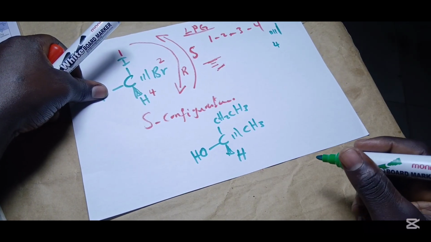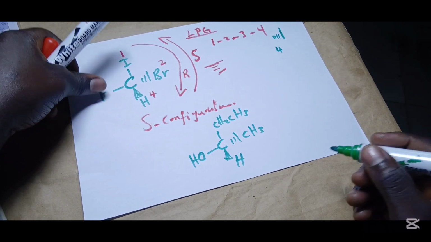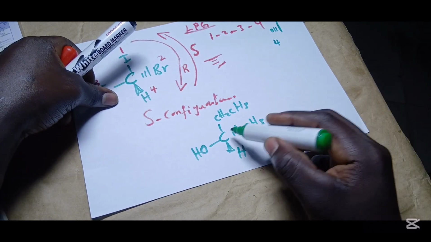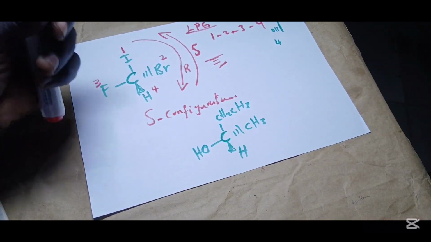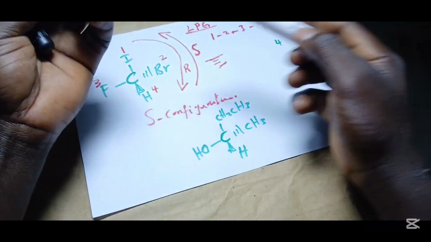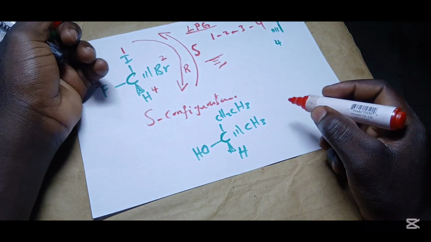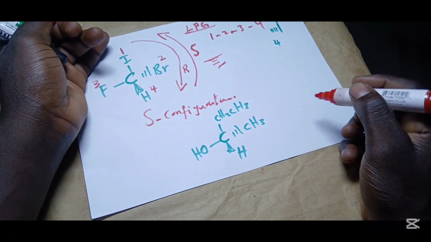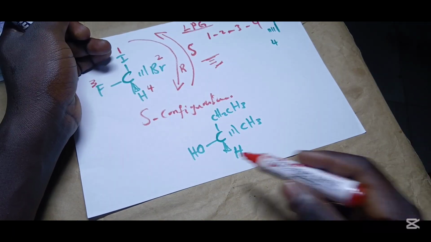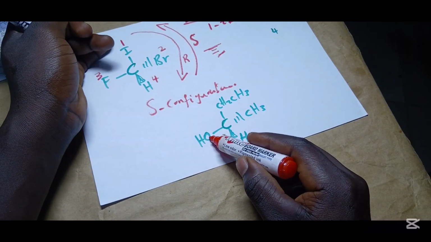So state whether this molecule is an R or S configuration. Well, this is our chiral carbon. We start indicating priorities by looking at the atoms around the chiral carbon according to their atomic numbers. So we have oxygen here. Oxygen has an atomic number of 8.